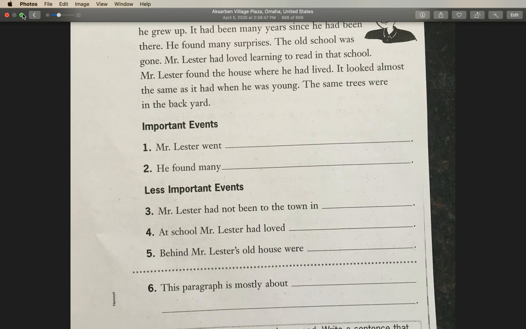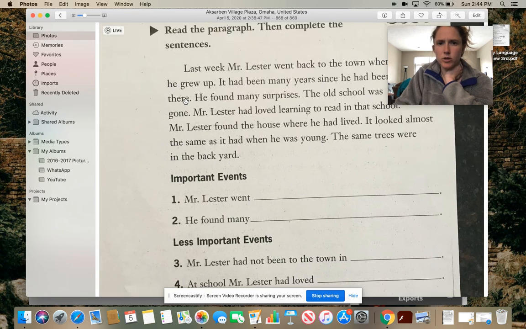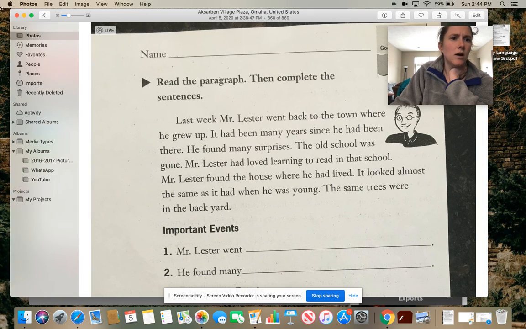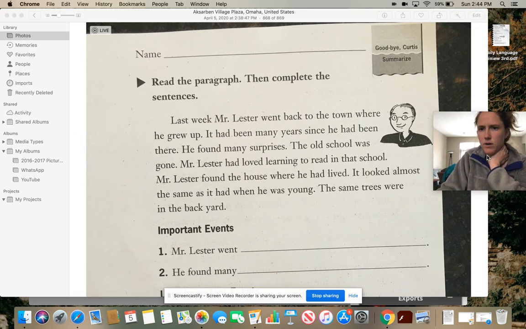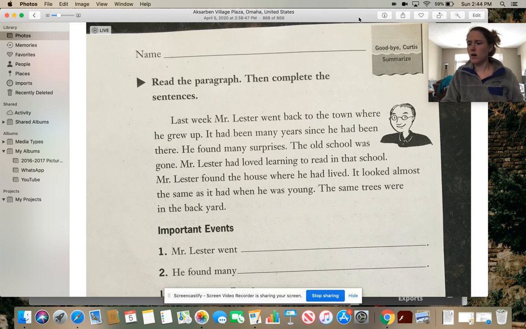Hi guys. I thought today I would do a reading lesson. So I took a picture of your reading worksheet, and I thought we could go over your reading worksheet together because it can be a little bit hard. Summarizing is a harder skill. So we're going to work on summarizing today.